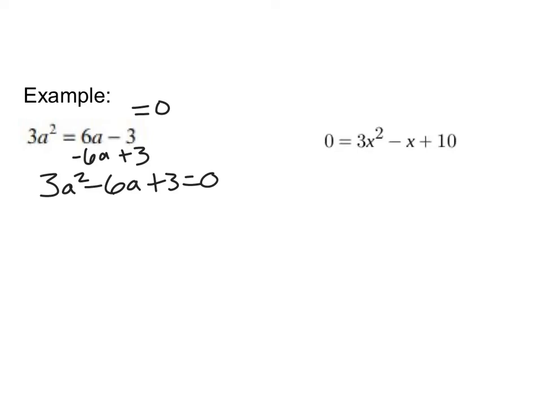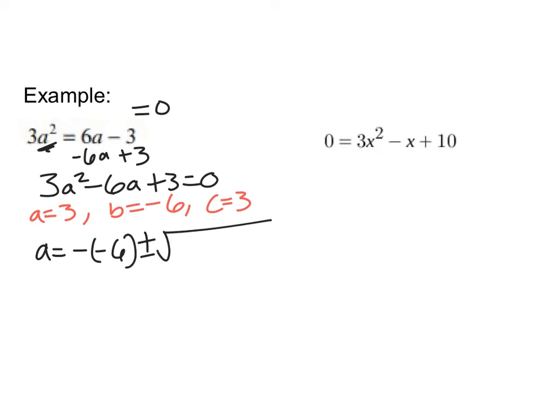Then I'm going to write down what my a, b, and c are, and then I plug into the formula. So out of habit, I've just been writing x equals each time. Since the variable in here is a, I really should be writing a equals negative b plus or minus the square root of b squared minus 4ac all over 2a.